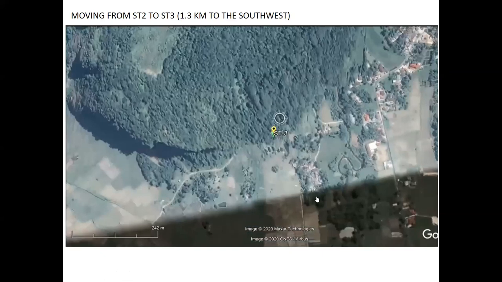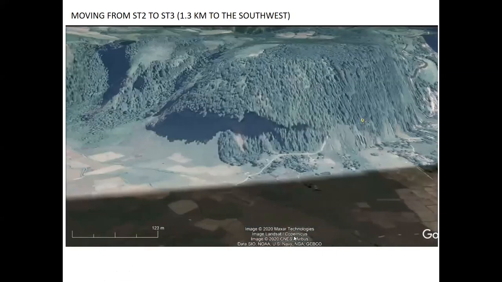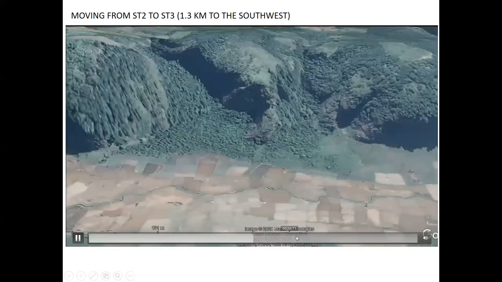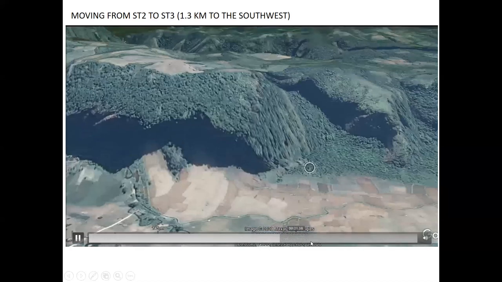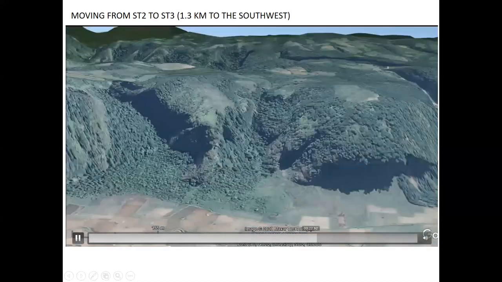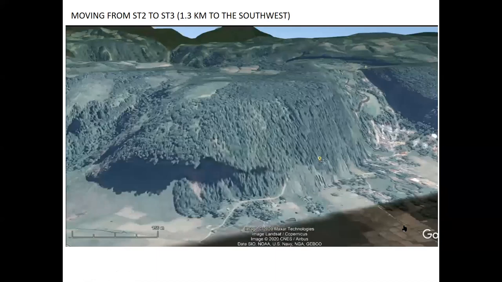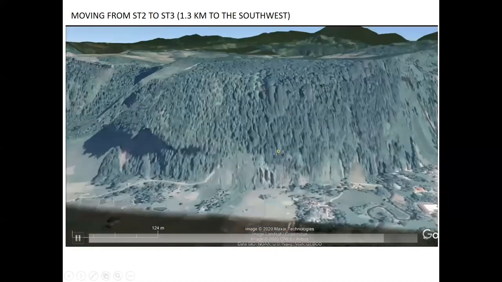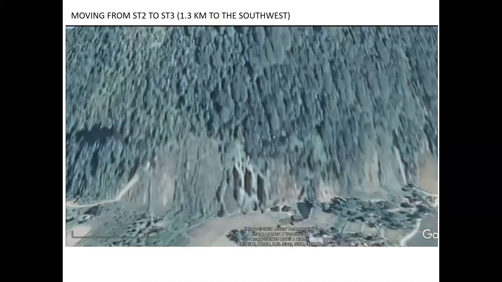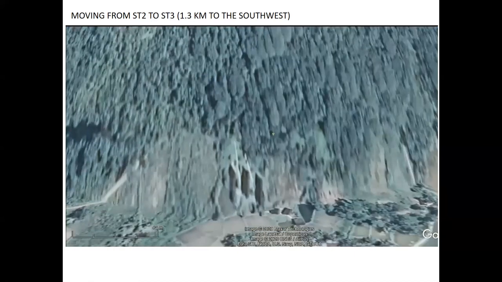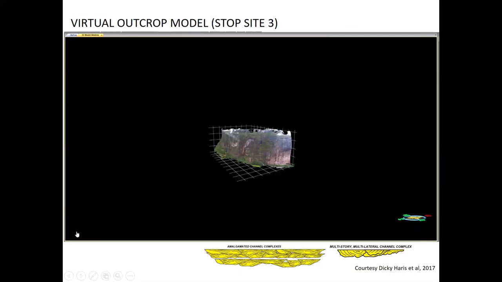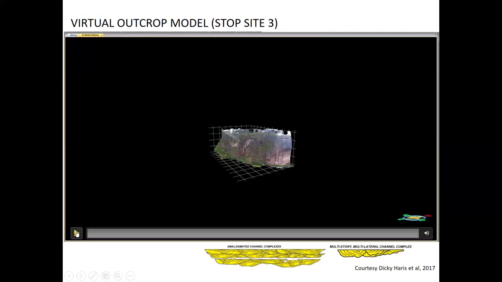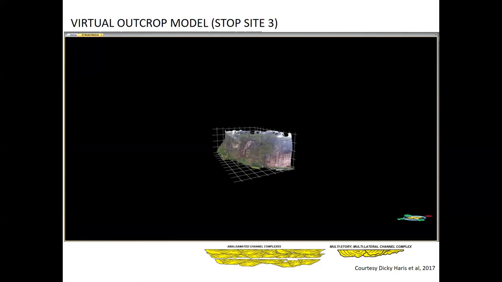So to let you know that we are visiting a different hill. This hill is the opposite of the previous hill, but we're still visiting the high topography. It indicates that the sediment in this outcrop still has a dominance of coarse grain. We will see the detail of the outcrop at stop site 3 in the virtual outcrop model.